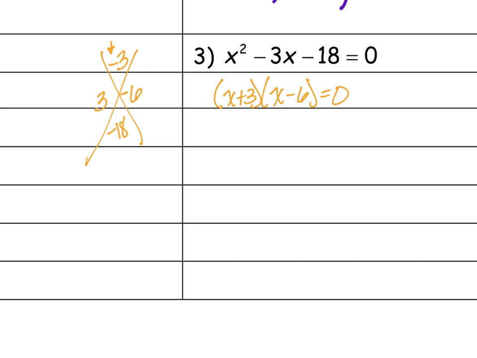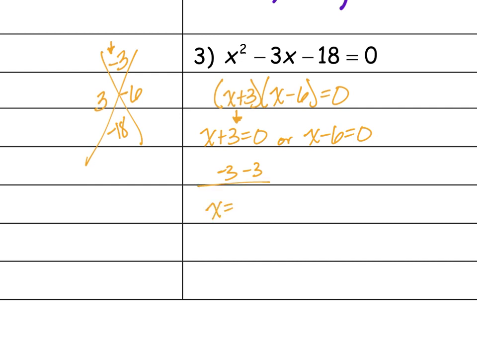Now I have two things that multiply together that equals 0. So one of them has to be 0. So that either means that x plus 3 equals 0 or x minus 6 equals 0. So now I'm just going to solve for x. I have two equations. I'm solving for x. So how do I solve this one for x? What am I going to do? Subtract 3. Subtract 3. Beautiful.